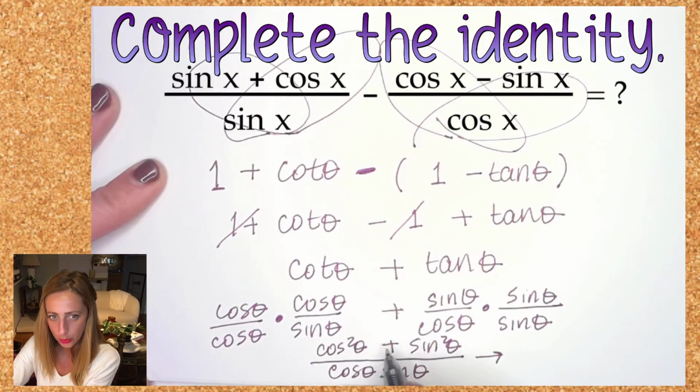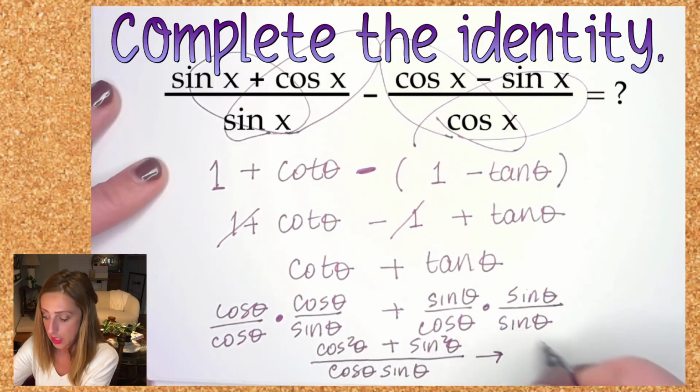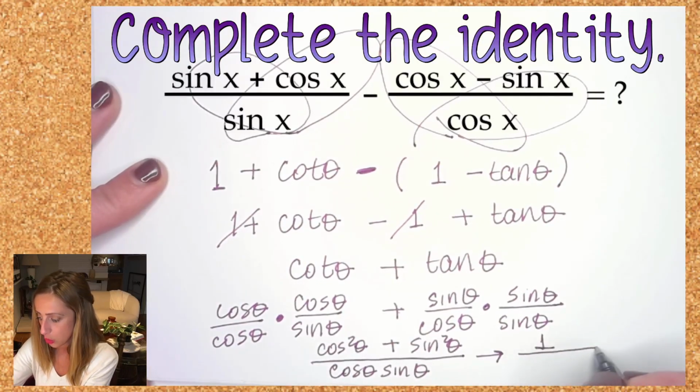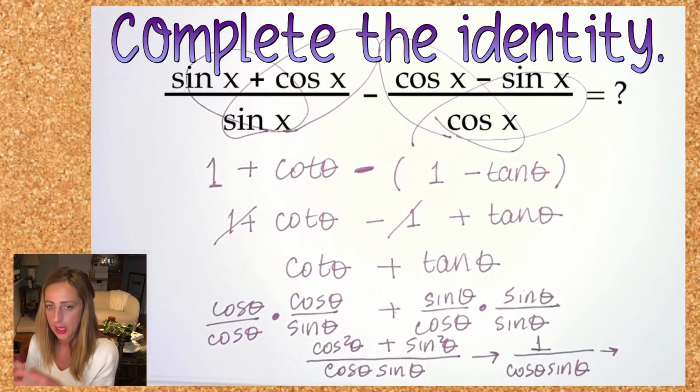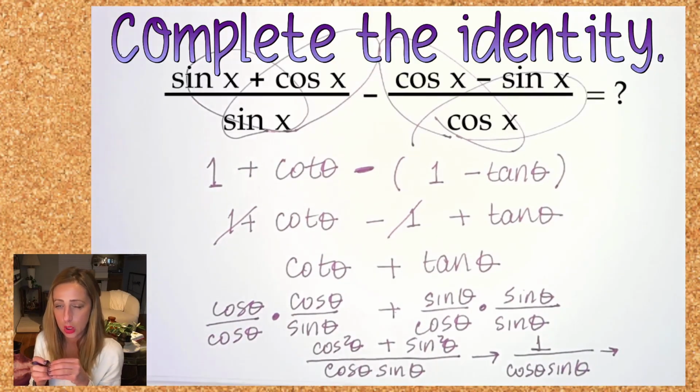Next, in the numerator, I can apply the Pythagorean identity. So I know that that is equal to 1. And then I have cosine theta, sine theta in my denominator. Whenever we simplify, we try as best we can to get it down to a single trigonometric expression. If we can't, it might be a product, but we try not to keep anything in the denominator.